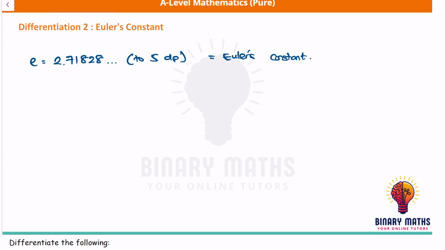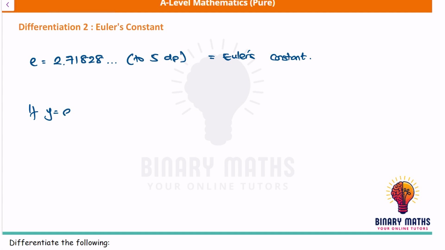So it's a mathematical constant, so it's a number, so it's not an unknown. And also it's an irrational number, so it cannot be expressed as a fraction. And there are no patterns in the decimal places. So we need to be able to differentiate y.